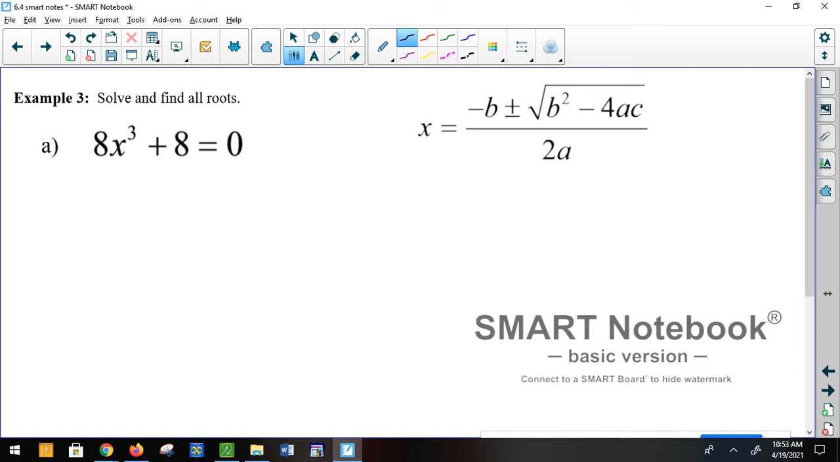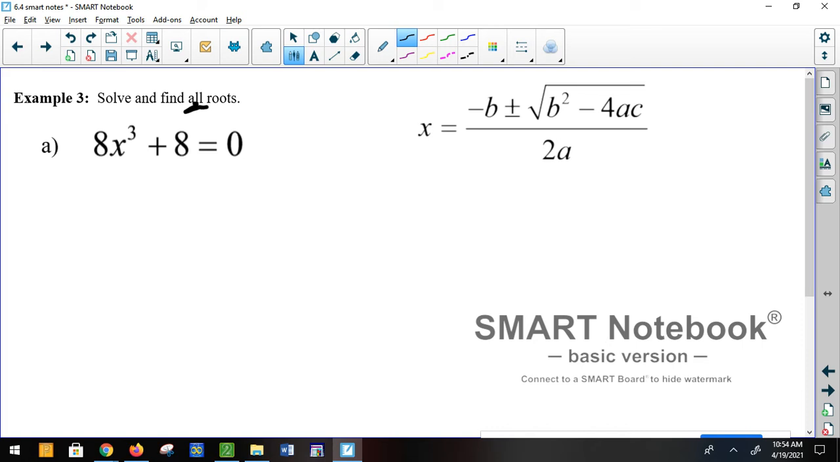Example 3, now we're actually going to use this to solve. So we're going to use the formula that we just talked about. And we're going to solve for x. And it's saying find all roots. And I'll point that out when we get there.